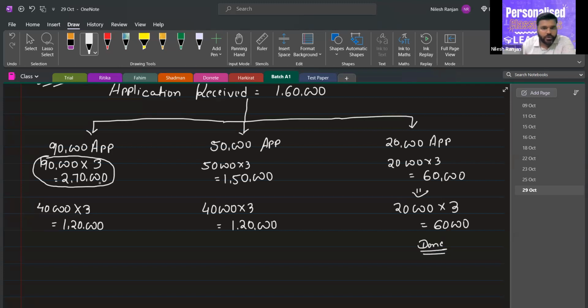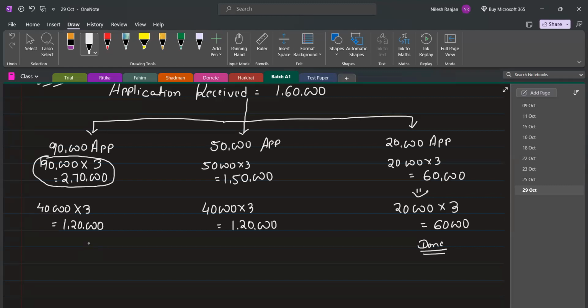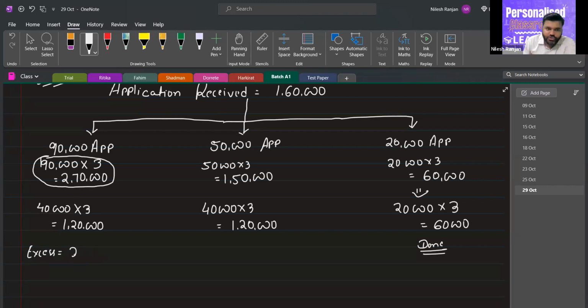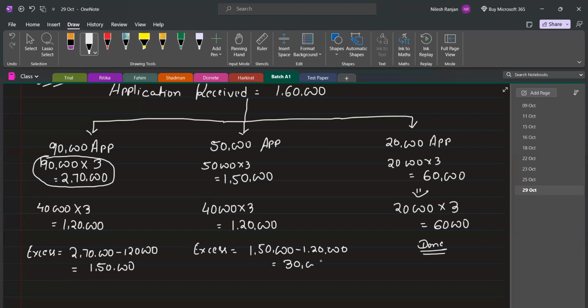No additional calculation. Now, in the first part and the second part, there is some excess application money. Can you tell me in the first category, how much is the excess application money? So excess is 2,70,000 minus 1,20,000, total 1,50,000. And here excess is 1,50,000 minus 1,20,000. So it is 30,000. Yes, sir. Okay.